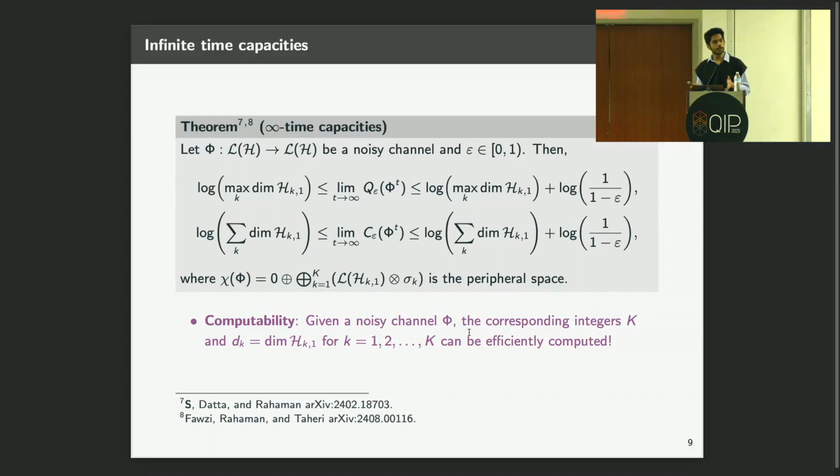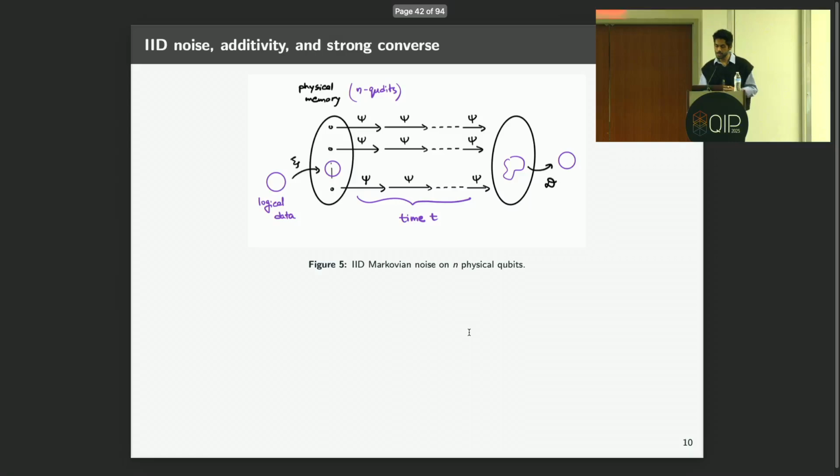So this is very nice because usually these formulas are not nice. I mean, they are computationally hard to compute. So this is a nice property that in the limit of t going to infinity, all these things are efficiently computable. Let me spend a couple of minutes on the IID setting now.